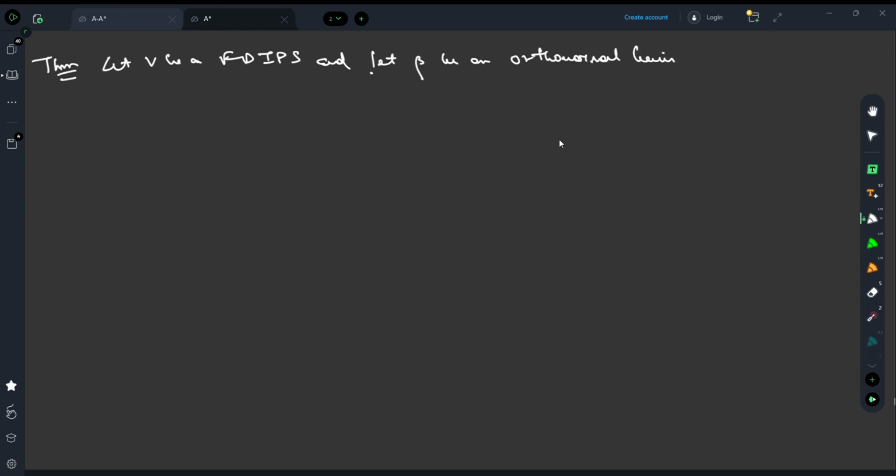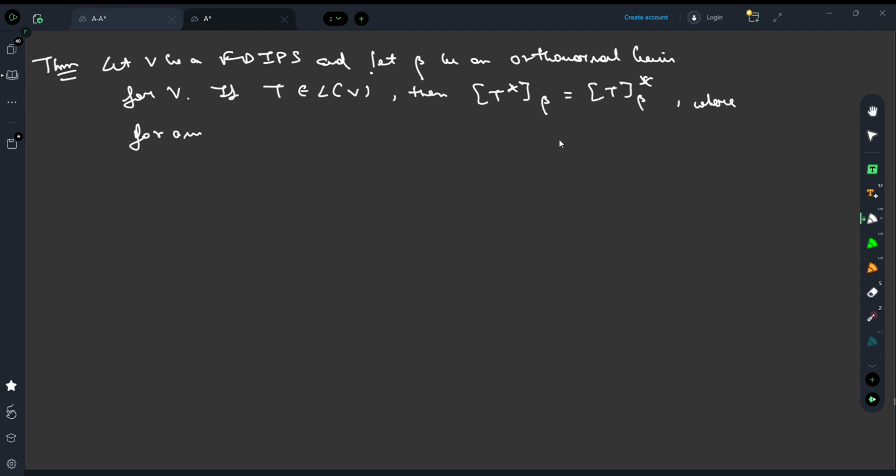So, theorem: let V be a finite dimensional inner product space, and let beta be an orthonormal basis for V. If T is a linear operator on V, then the matrix of T* with respect to beta is the same as the conjugate of the matrix of T with respect to beta, where for a matrix A, A* denotes its conjugate.